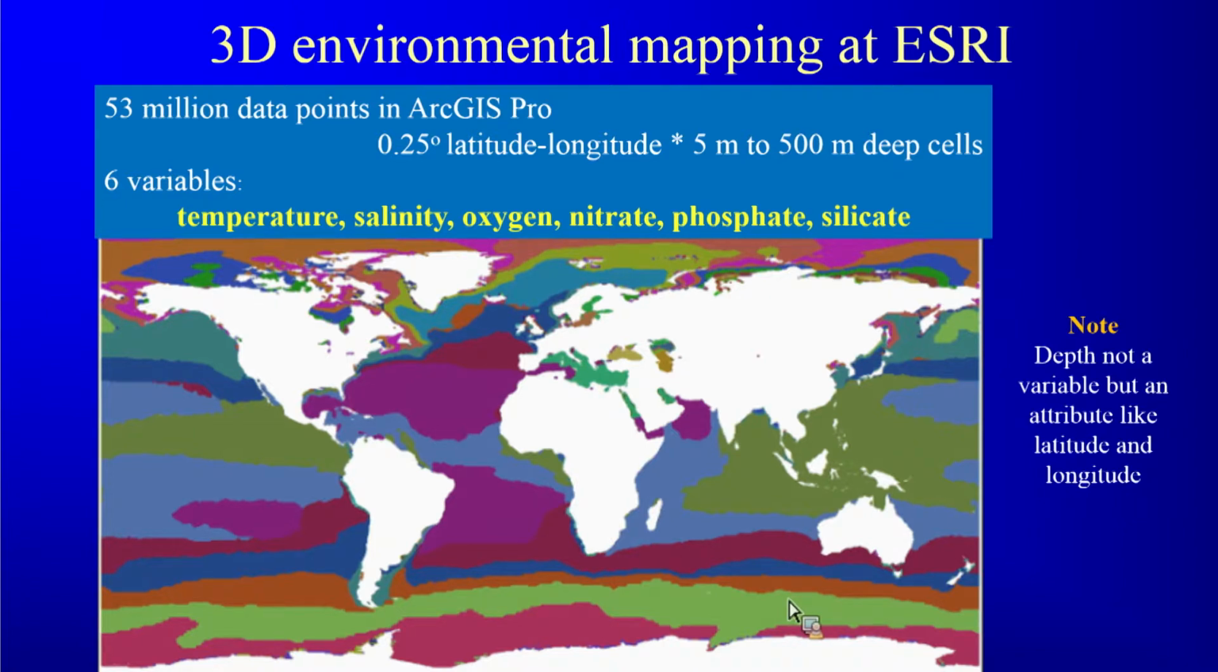So when we clustered the environmental data, we used temperature, salinity, oxygen, nitrate, phosphate, and silicate. So we didn't use depth. Depth is an attribute like latitude and longitude. And there was 52 or 53 million data points clustered at a 1/4 degree latitude, longitude, and at different depth intervals.